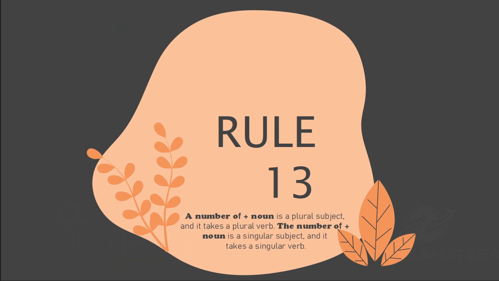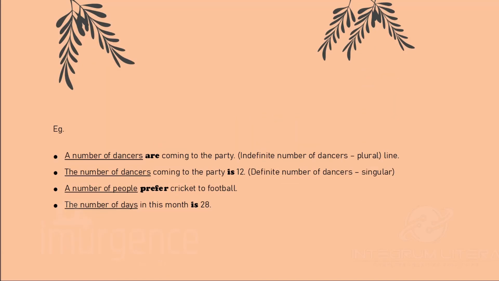Moving on, rule number 13. "A number of" plus a noun is a plural subject and it takes a plural verb. "The number of" plus a noun is a singular subject and it takes a singular verb. A number of dancers are coming to the party, an indefinite number, plural. The number of dancers coming to the party is 12, a definite number of dancers. A number of people prefer cricket to football. The number of days in the month is 28.